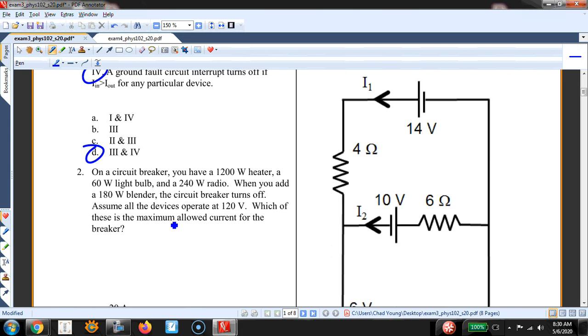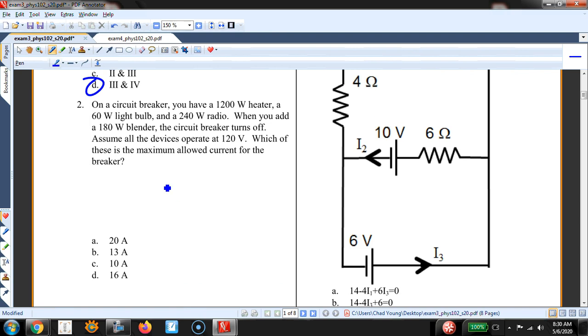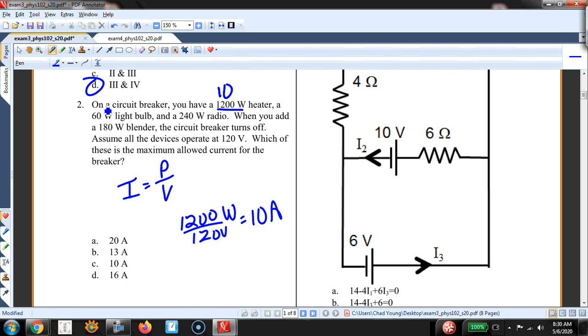Okay, so on a circuit breaker, you have a 1200 watt heater and you have these other devices, and I want to know if you turn on the blender, it turns off, what is the maximum allowed current? So we find the current for each individual device. I is equal to P divided by V. So that's 1200 divided by 120 volts, and that's equal to what? 10 amps. So I have 10, I have a half, and I have 2 amps. So for those, I have 12.5 amps.